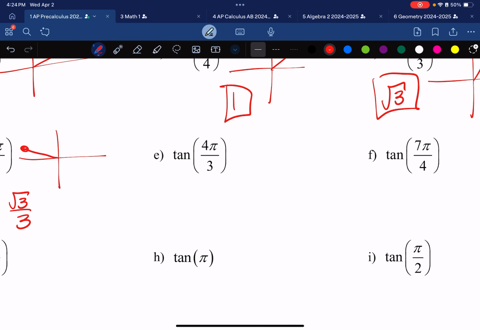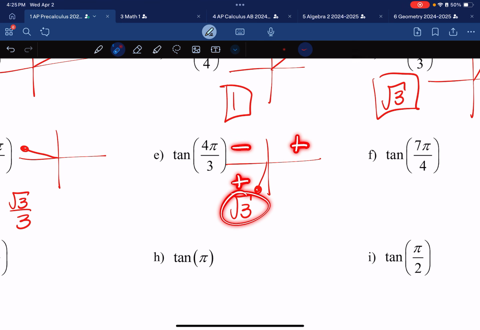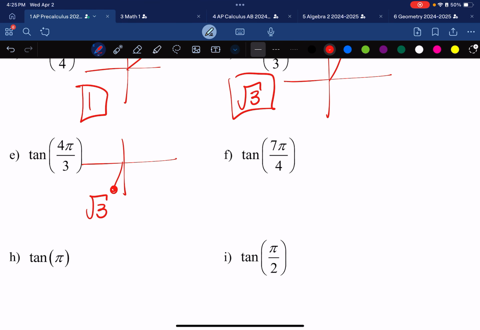What about E? 4 pi over 3. 4 pi over 3 lives right here. Notice that this slope is very steep, therefore it's going to be a square root of 3. And be careful, it goes positive, negative, positive, so I got it right. It is indeed a positive. And then I move to 7 pi over 4. 7 pi over 4 lives right here, and that is a slope of 1, but notice that it's a negative slope, so the answer is going to be a negative 1.